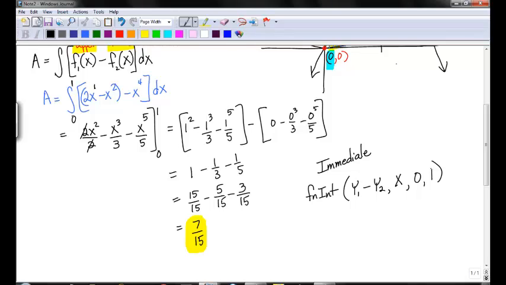Remember, if you go 3 decimal places, we'd be at 0.467. Remember, if they don't come out even, go 3 decimal places. So check that. Take 7 divided by 15. We should get 0.4667, which rounds to 0.467.